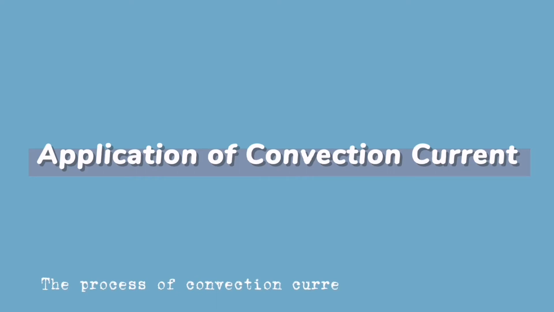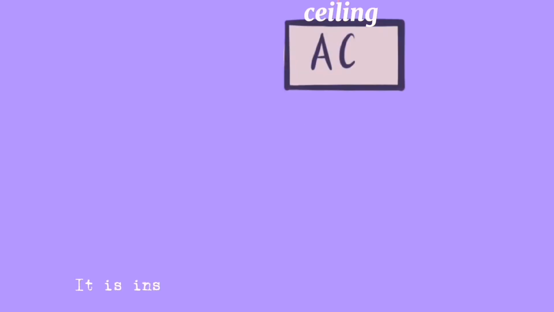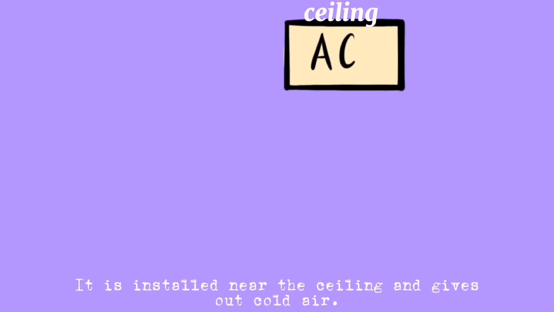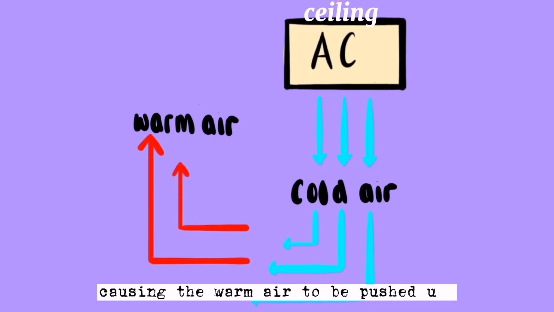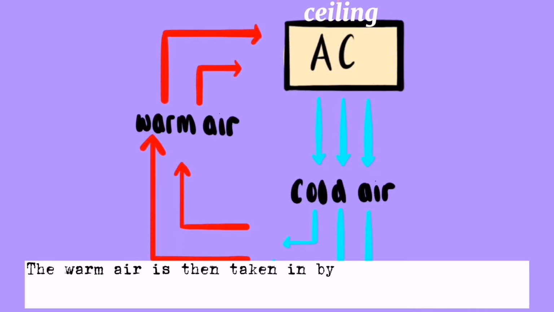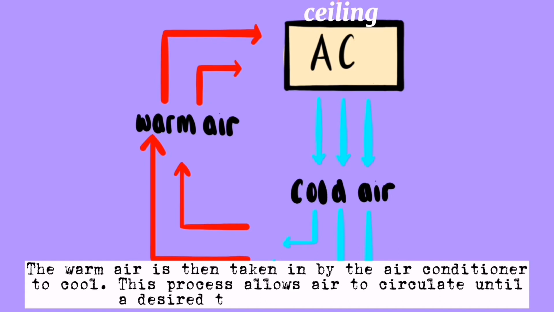The process of convection current is used in our everyday life. For example, the air conditioner uses convection currents to cool a room. It is installed near the ceiling and gives out cold air. The cold air will then fall, causing the warm air to be pushed up. The warm air is then taken in by the air conditioner to cool. This process allows the air to circulate until a desired temperature is reached.